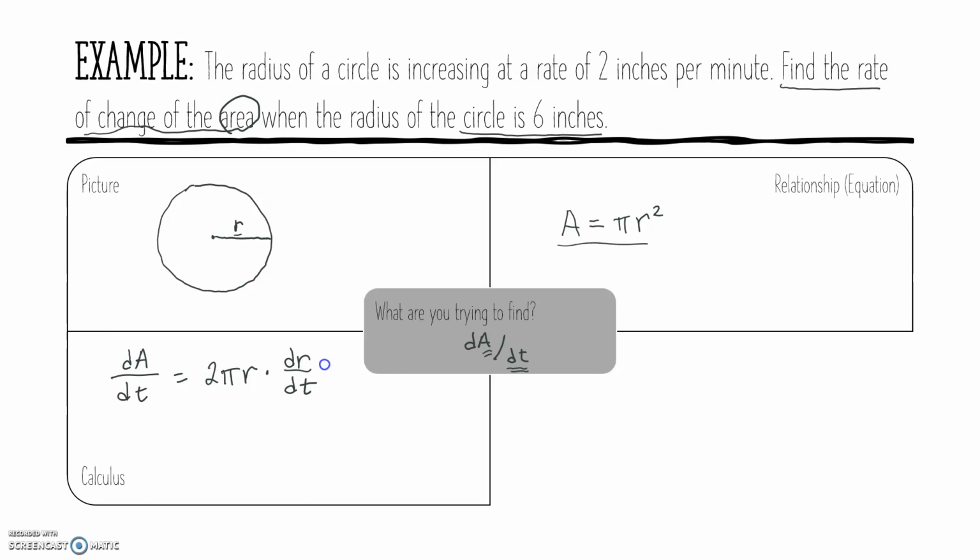I want to point out just a really cool relationship here. When we took the derivative of the area of a circle, we got the circumference of the circle. Isn't that cool? All right. So then the last step is to plug and chug. So in this box, we are going to fill in for any variables that we have information about.